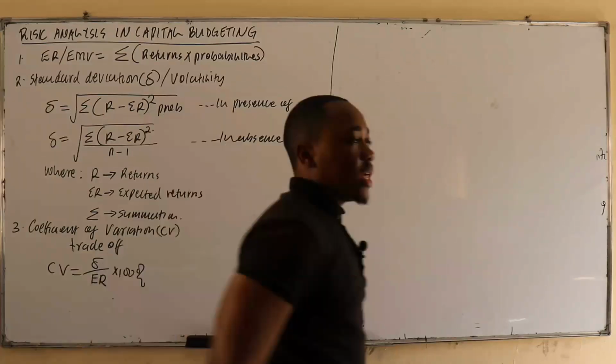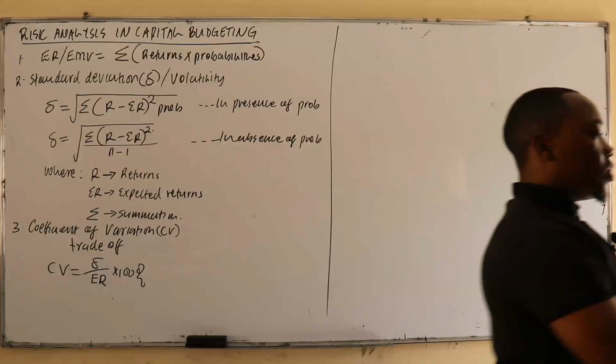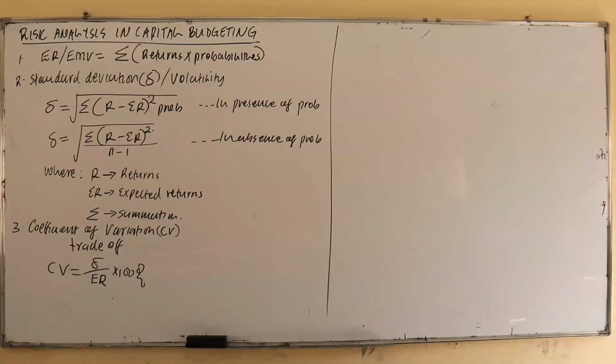For standard deviation and CV, the higher the value, the higher the risk, and vice versa. Remember, I said that they are measures of risk. So the higher the value, the higher the risk, and vice versa.